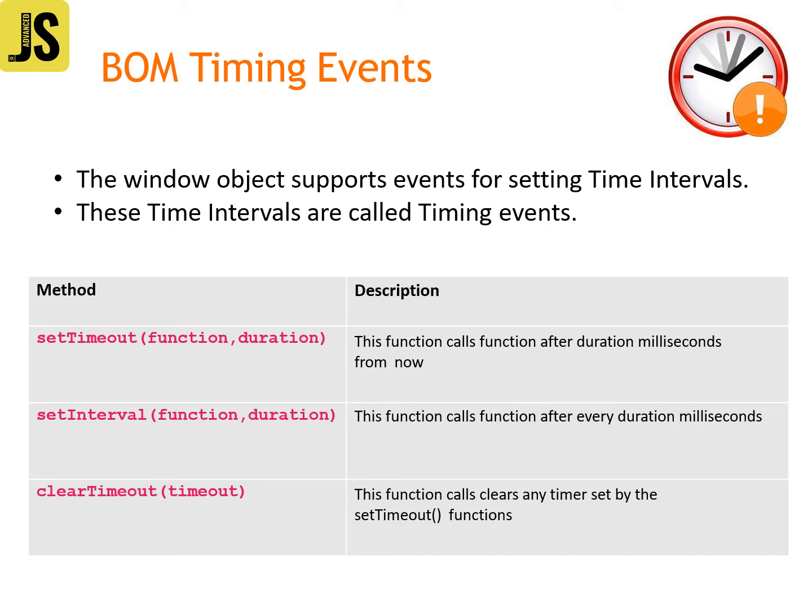Now we can see the next function, clearTimeout. The clearTimeout function takes an argument called timeout. This function clears any timer set by the setTimeout function. So the clearTimeout function is used for clearing the timer which was set by the setTimeout function.